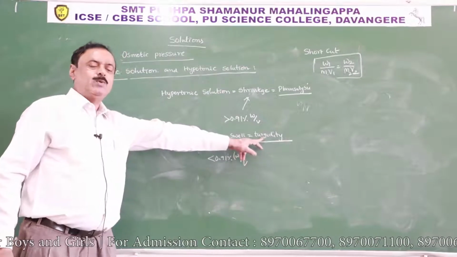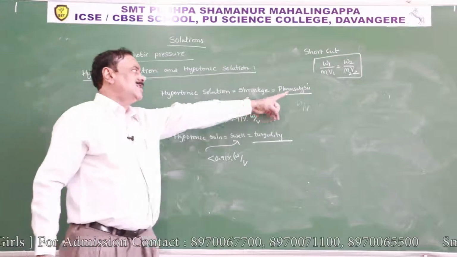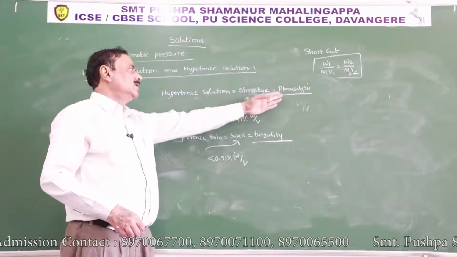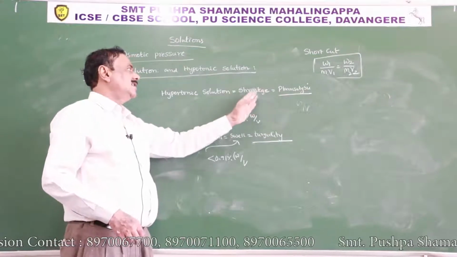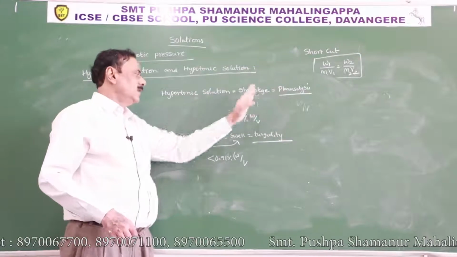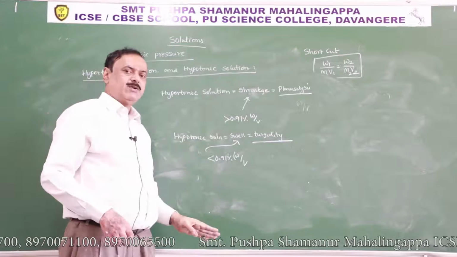Is it clear? One more question comes here. What is plasmolysis? What is turgidity? Prepare this question. Plasmolysis is the shrinkage of the cells due to the hypertonic solution environment, whereas turgidity is the swelling of the cells due to the hypotonic solution environment.